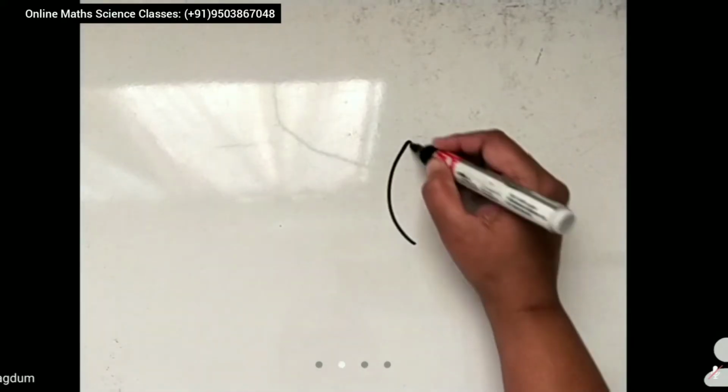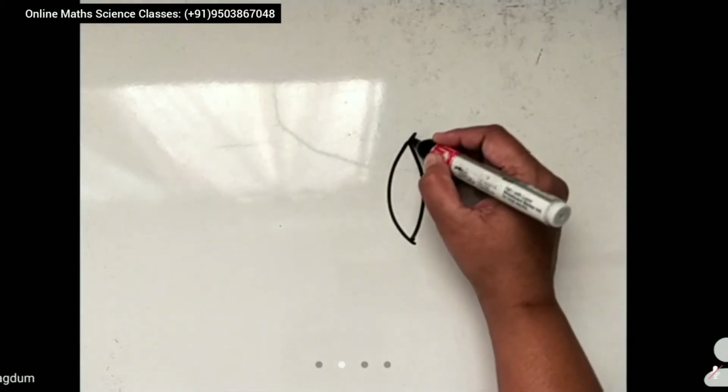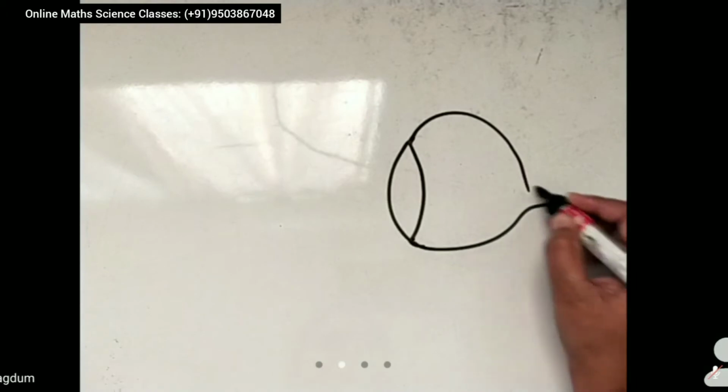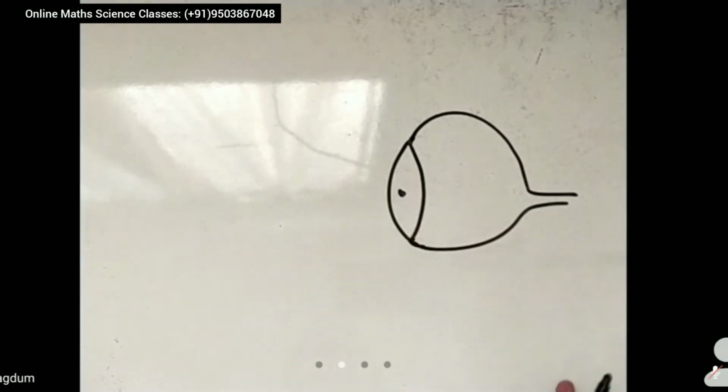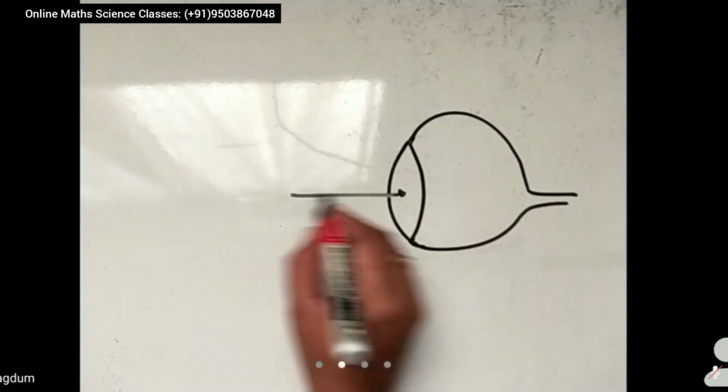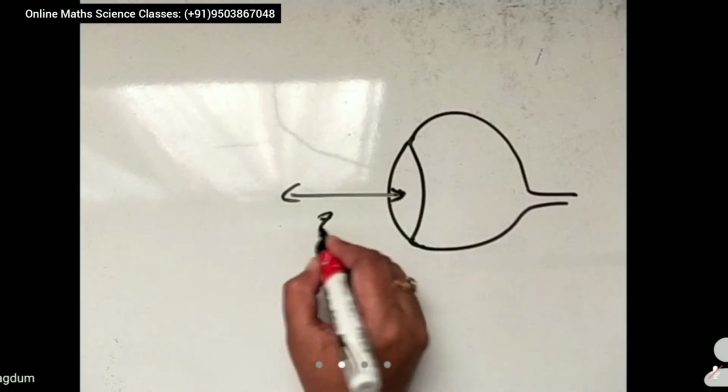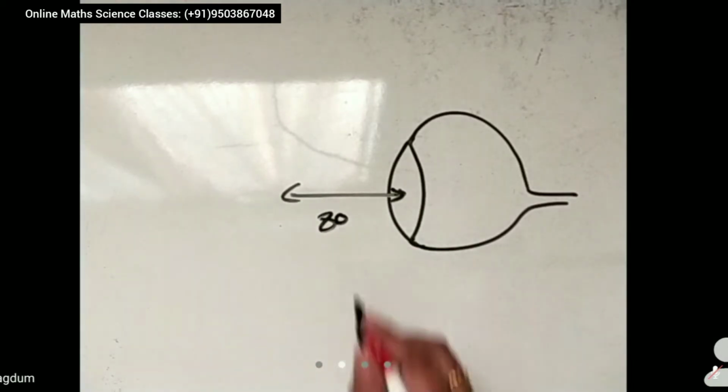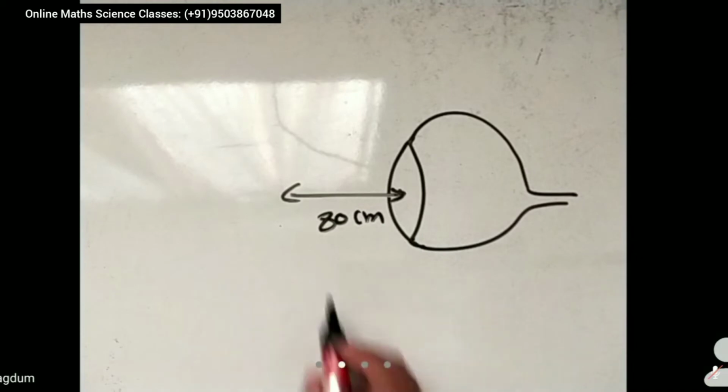This is the human lens. I'm drawing the human eye here. This is the human eye, pupil. Suppose that person can see the image up to 80 centimeter. What is given? 80 centimeter. That person can see the image up to 80 centimeter.